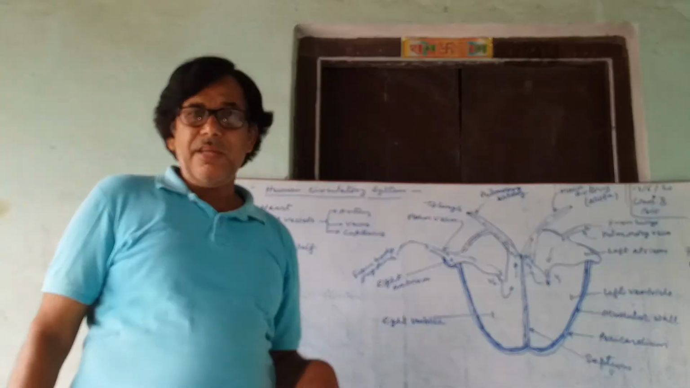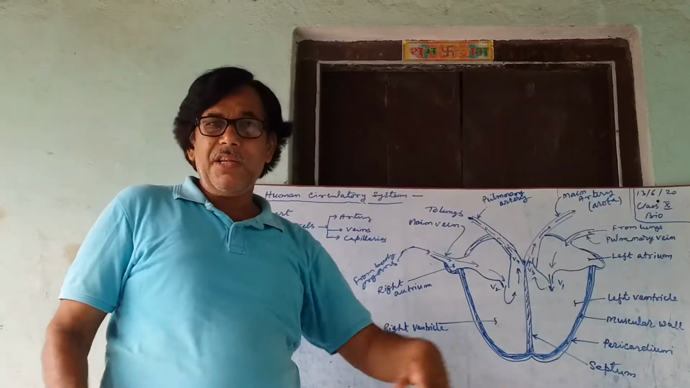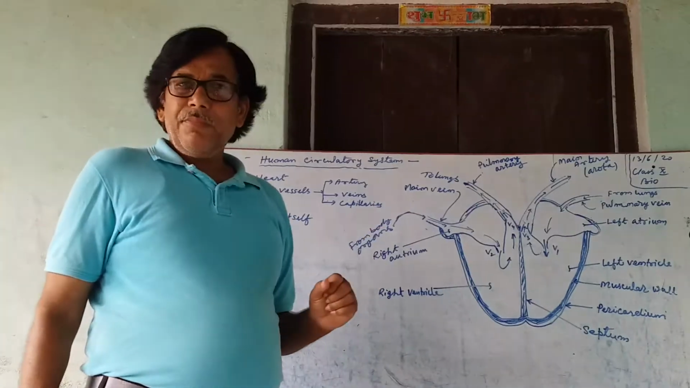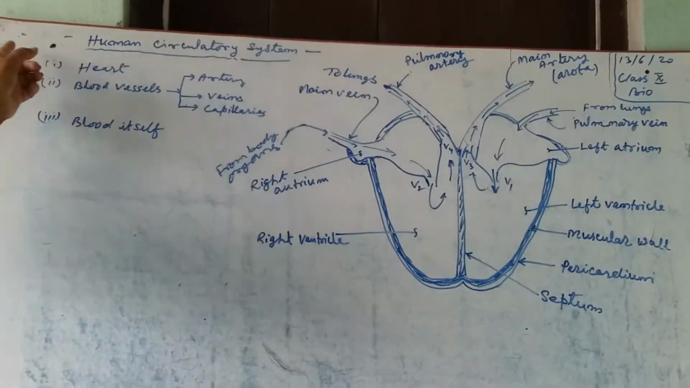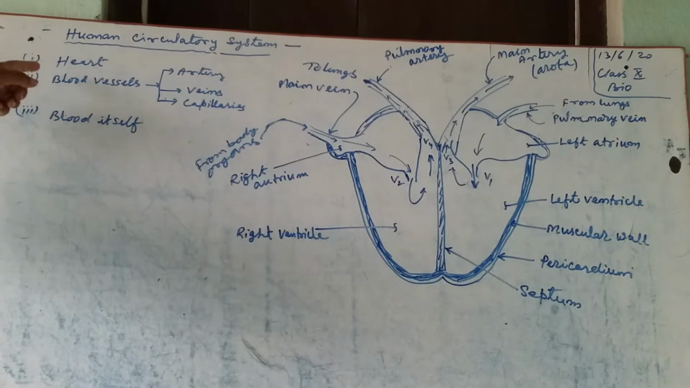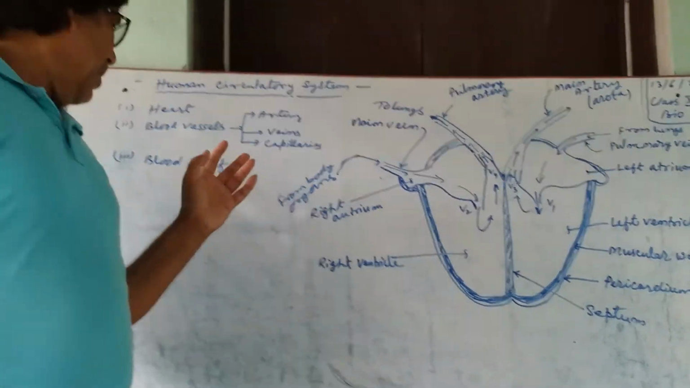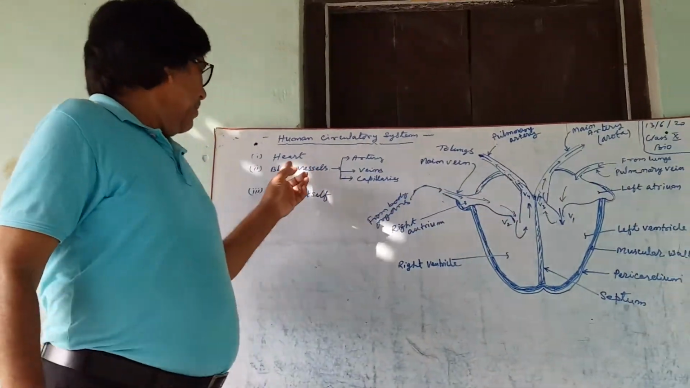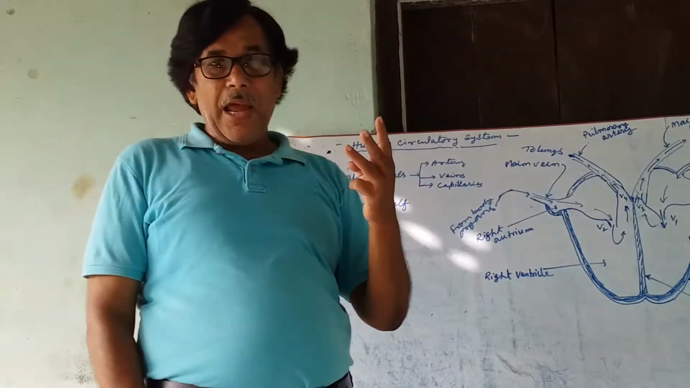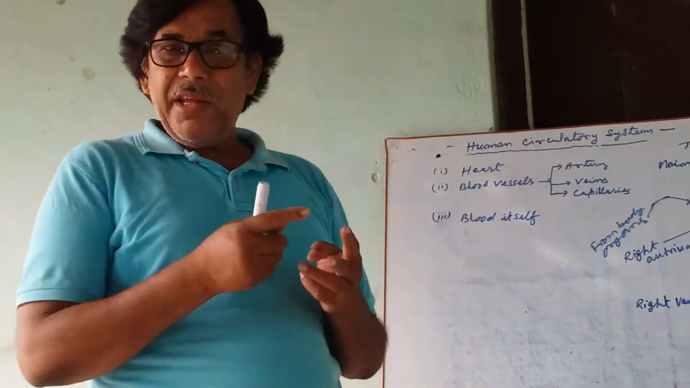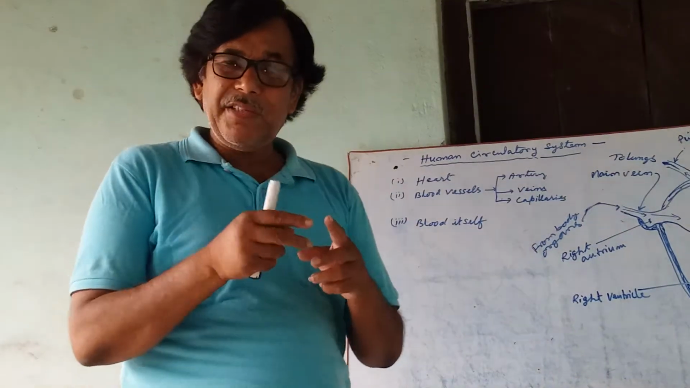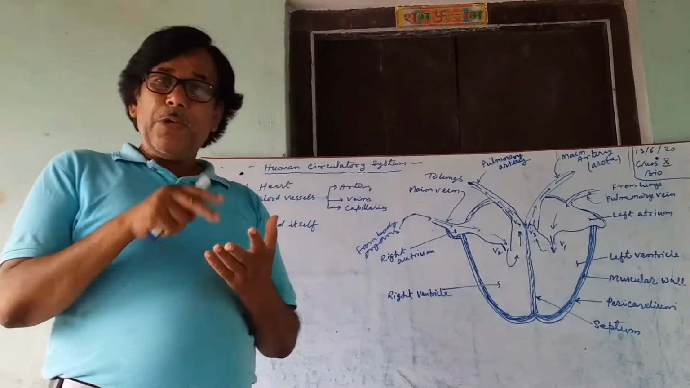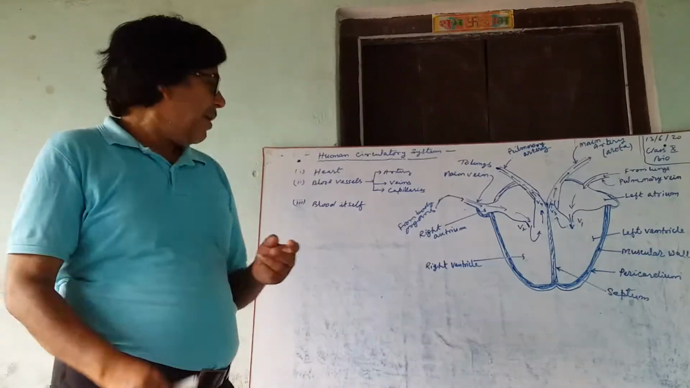Now we will study the structure of the heart in fish, frog, and some others. Again, the human circulatory system consists mainly of the heart, blood vessels, and blood. Heart you have already studied. Blood vessels you have studied are of two types, artery and vein. Veins are of two types, pulmonary veins and main vein. Arteries are also of two types, pulmonary artery and main artery.